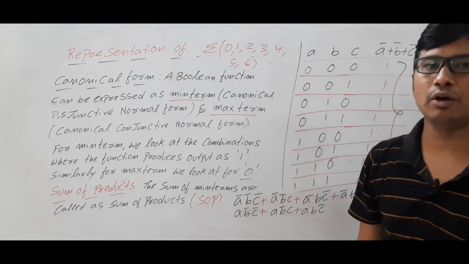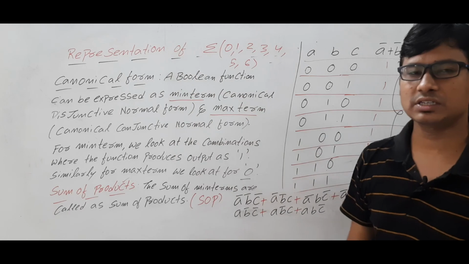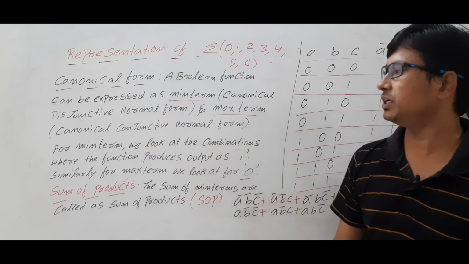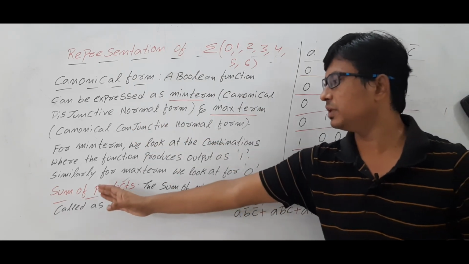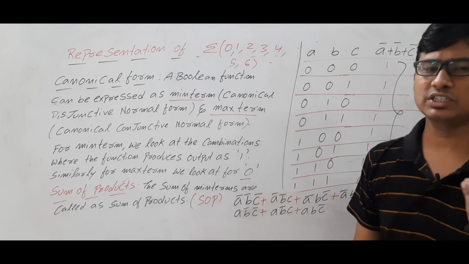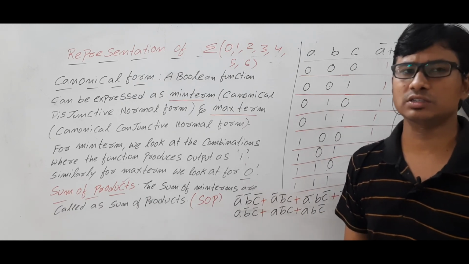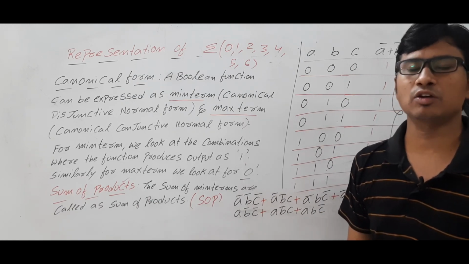I hope you have understood how to represent a Boolean function, what is a min term, what is a max term, and sum of products.